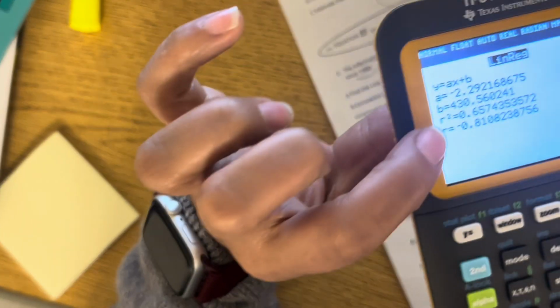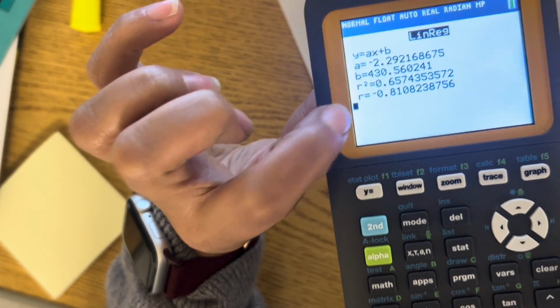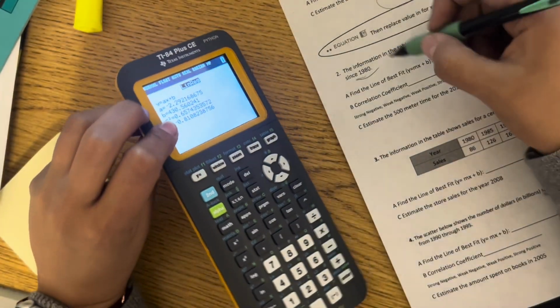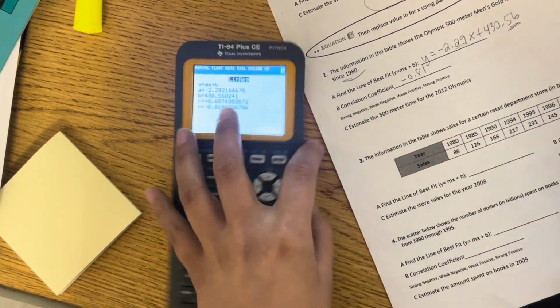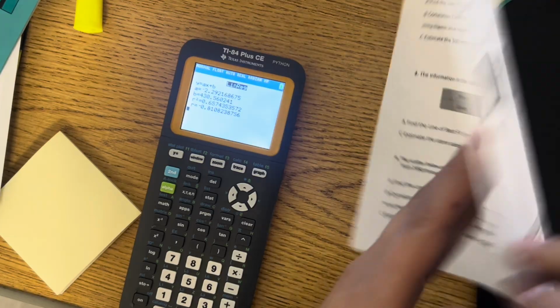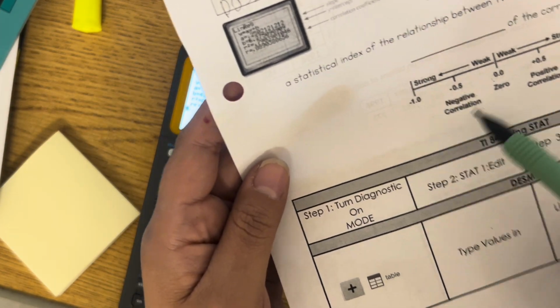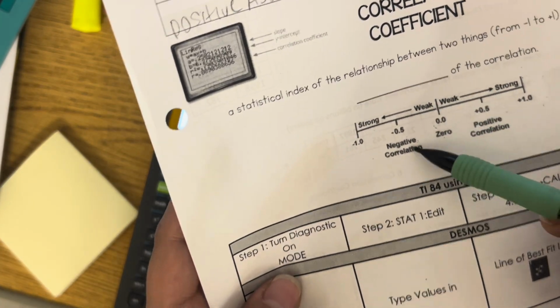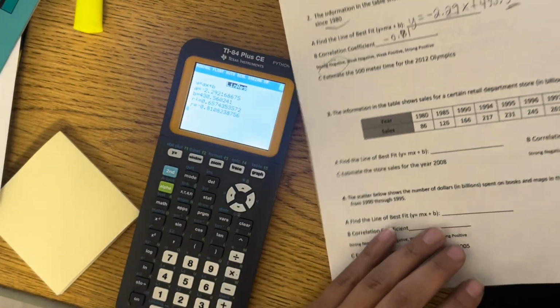And again, what I'm looking at is the correlation coefficient, which is the R, not the R squared. So it's negative 0.81. And on my scale, that would be a negative close to negative 1, which would be a strong negative. If it was anything on the negative side closer to 0, that would be considered a weak negative. So that's the difference between them.